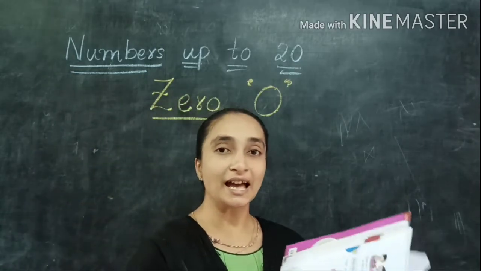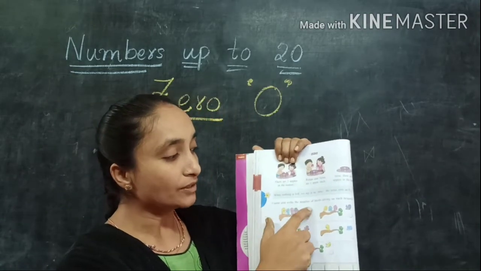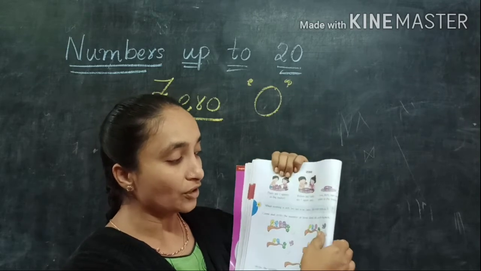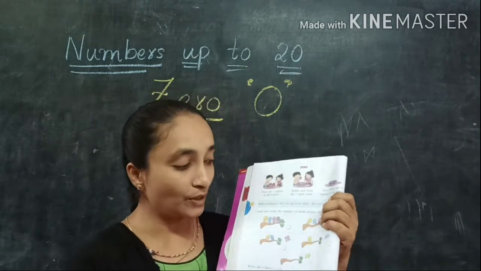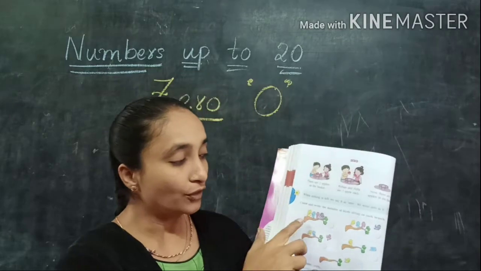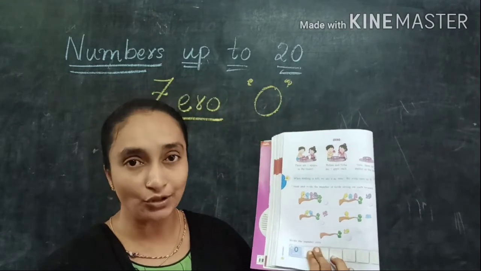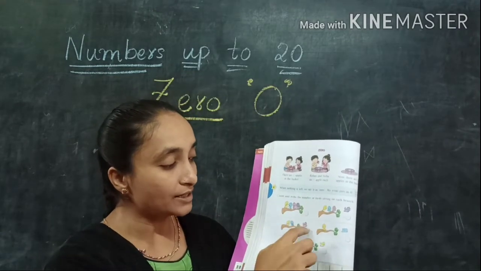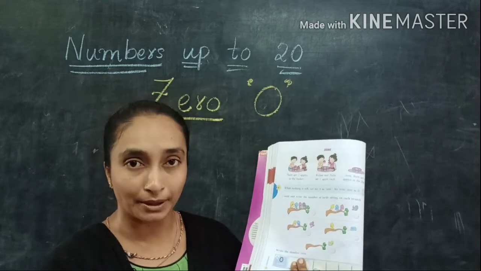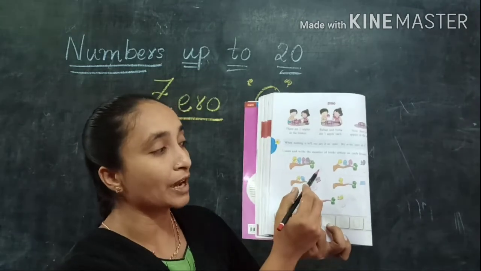So here we can see another example. Count and write the number of birds sitting on each branch. Here we can see the colorful birds. 4 colorful birds are sitting on the branch. So here we have the circle also. Here we can write the number in this circle.